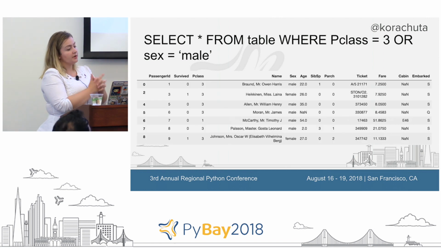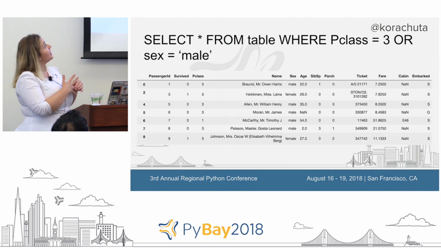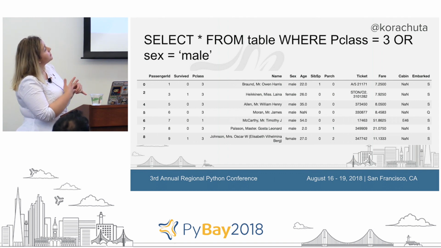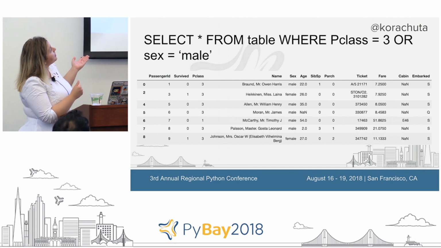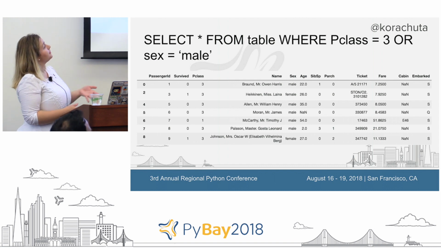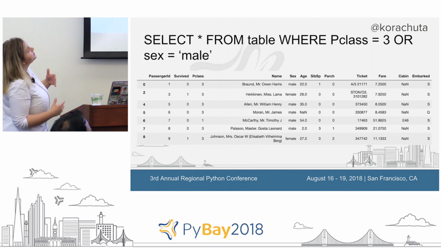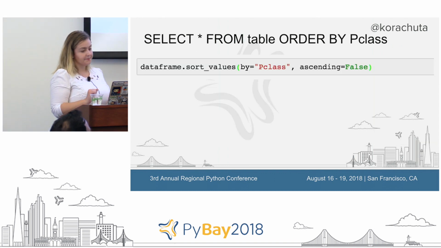And here we can see that all of the entries either have passenger class 3 or a male under sex. So we have 1 passenger from first class, but it's okay because their sex is still male. We also have 2 females, both of them are from third class.